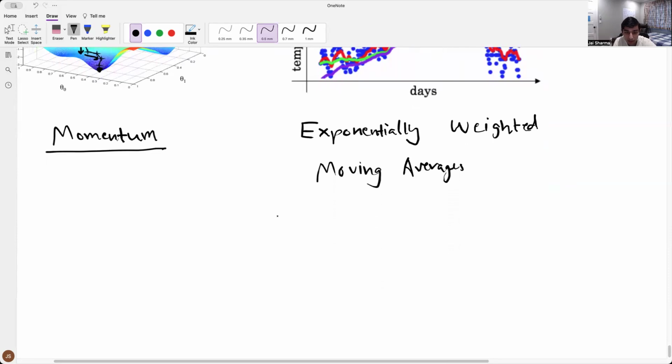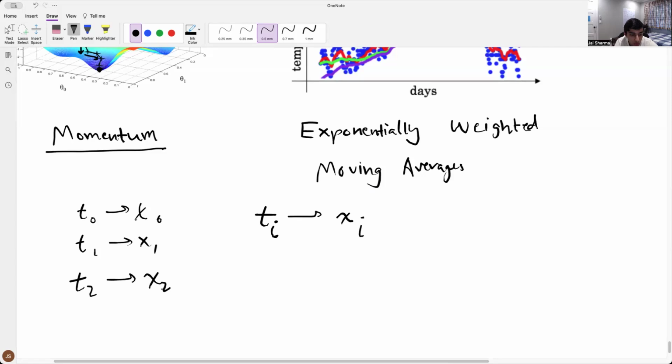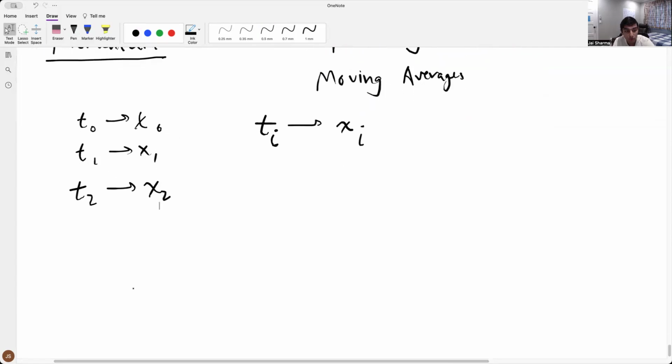So let's say at each time step t, I get in a reading x. Let's say ti is the time step, then the reading is xi. So for time step 0, my reading is x0, and then time step 1, the reading is x1, time step 2, the reading is x2, and so on and so forth.